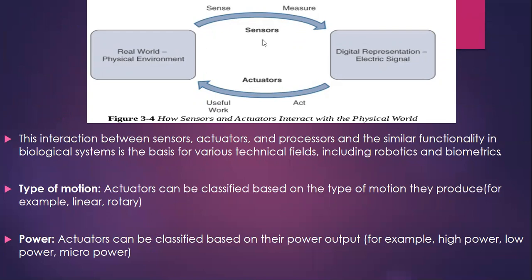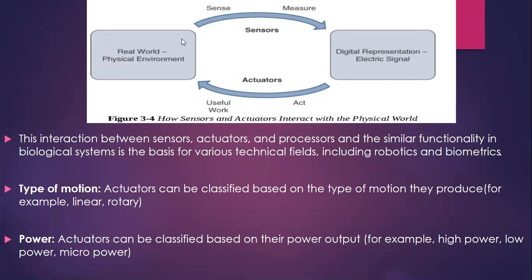So here, just observe, we have a sensor and an actuator, both. See, both are at exactly the same level. So this is the real world or physical environment, and this is the digital representation or electric signals. This part is the processing part, and this part is the real world.